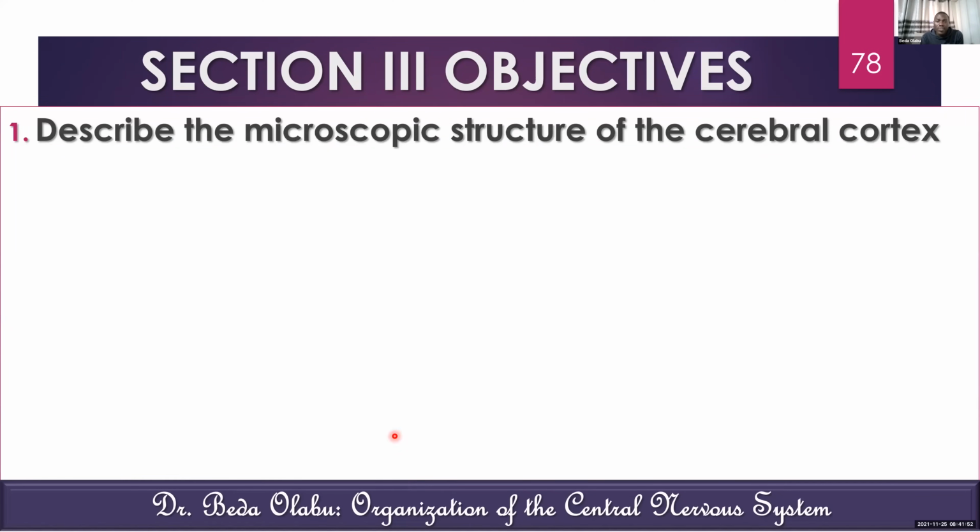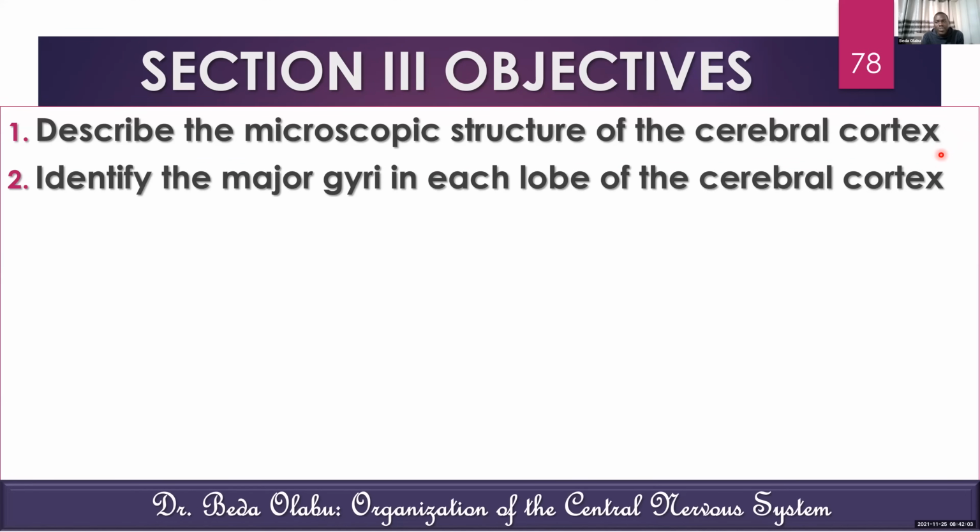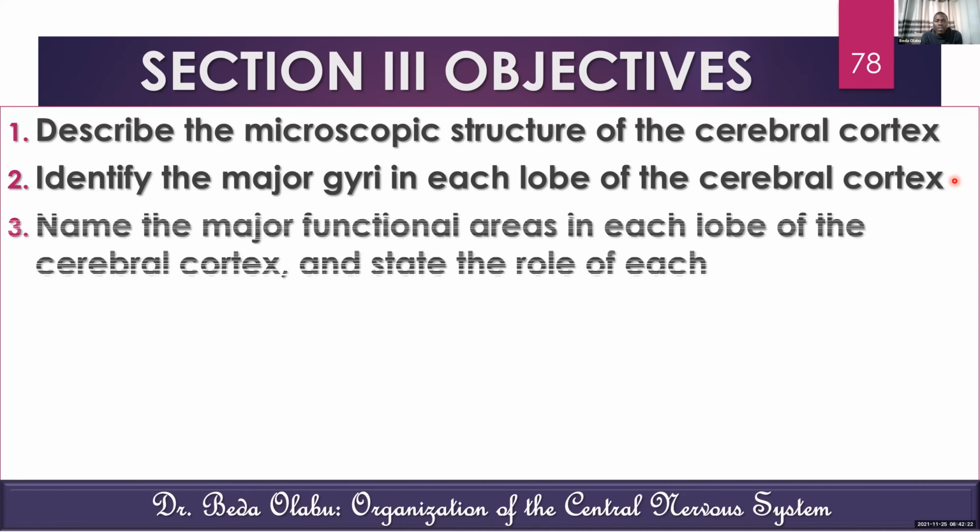One of the key things that we are going to learn in this lecture is to look at the microscopic structure of the cerebral cortex. After that, we're also going to identify the major gyri in each lobe of the cerebral cortex. So you need to know the major gyri in each lobe of the cerebral cortex. There are many gyri, but it's only practical to learn the bigger ones. Then we are going to name the major functional areas which are in each lobe of the cerebral cortex.